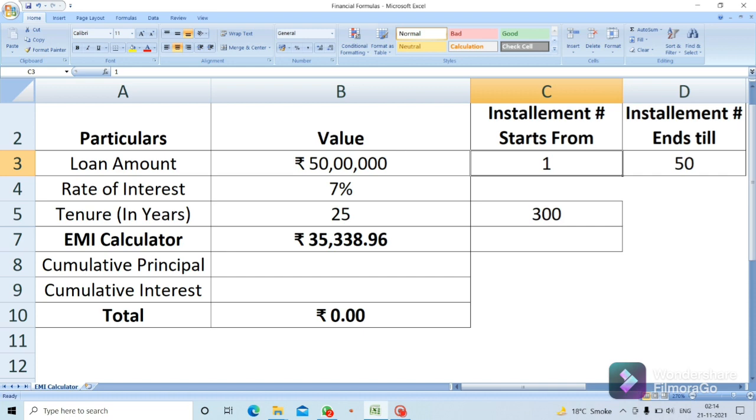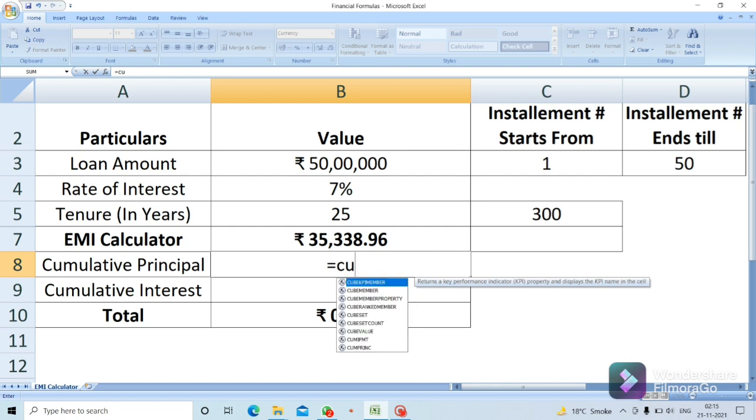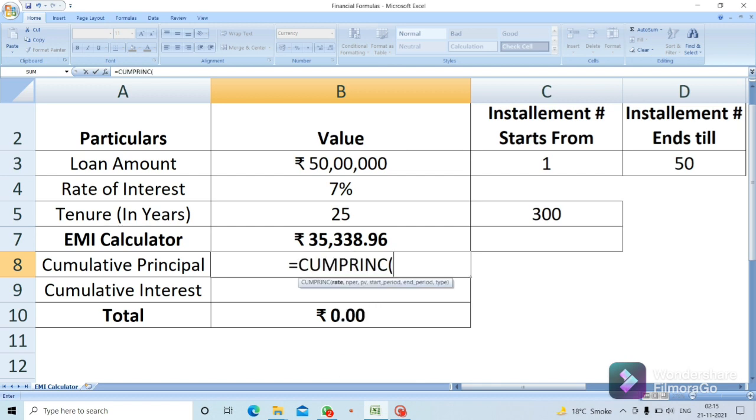I will go through both concepts one by one. We know that the total tenure is 25 years, and we have converted years into months by multiplying 25 by 12, so the total number of installments we have to pay is 300 over the entire loan duration. First of all, I will use the function to calculate the cumulative principal, and the name of the function is CUMPRINC.